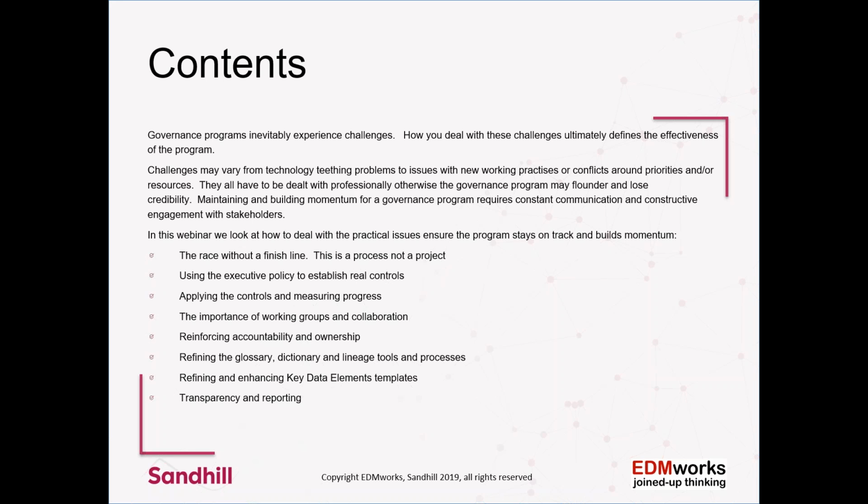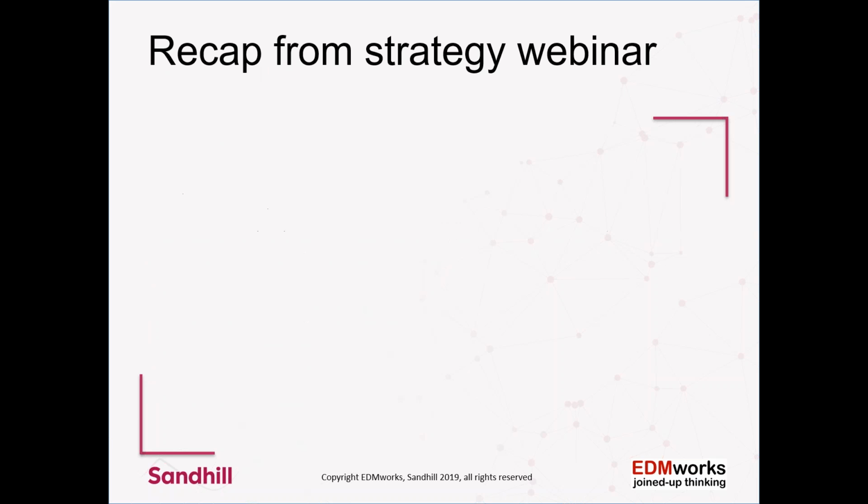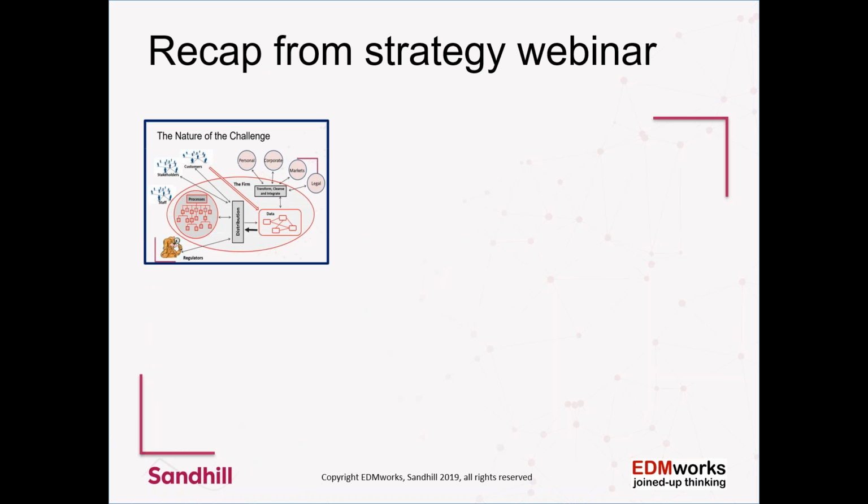So what we'll do shortly is just look at the different quadrants of the data governance framework that we introduced in the last webinar, and look at how we will drill into different parts of that to make sure that we are building momentum and getting up to speed. Just a quick recap from the previous webinar.